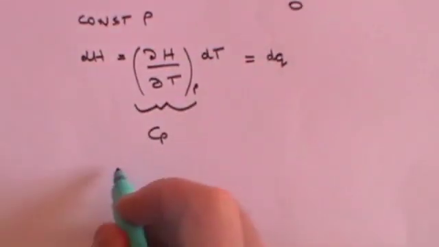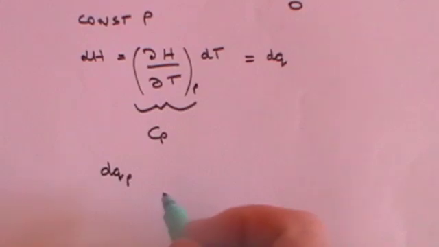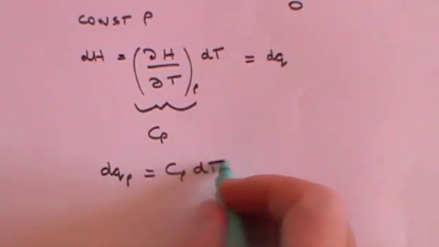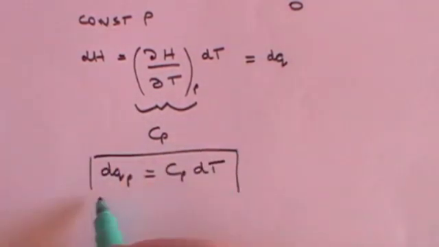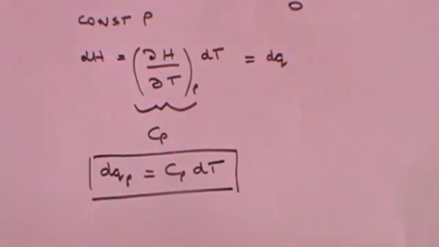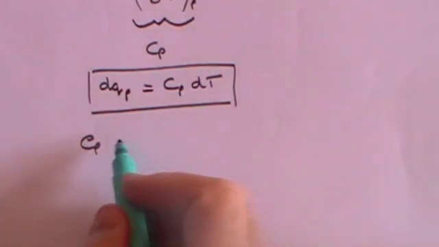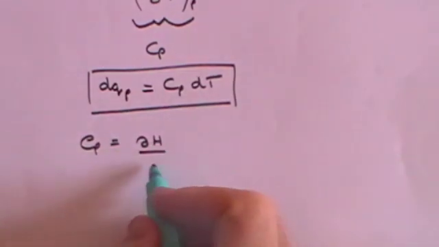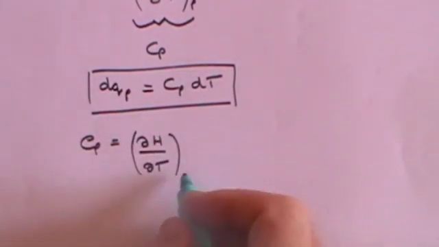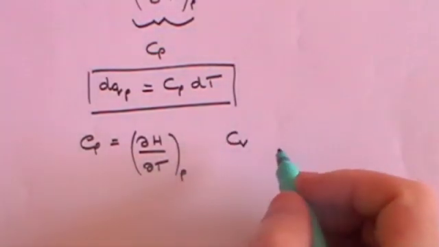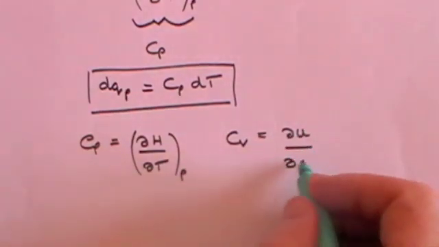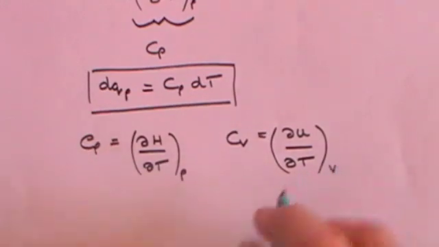And so now we have a formula that says that dQ, and I'll put a little p here to show that we're at constant pressure, is equal to the heat capacity at constant pressure dT. And that's a formula we'll need later as well. So just to remind you what we've just discovered, we've discovered that the heat capacity at constant pressure is the partial differential of enthalpy with respect to temperature at constant pressure, and that the heat capacity at constant volume is equal to the partial differential of the internal energy with respect to temperature at constant volume.